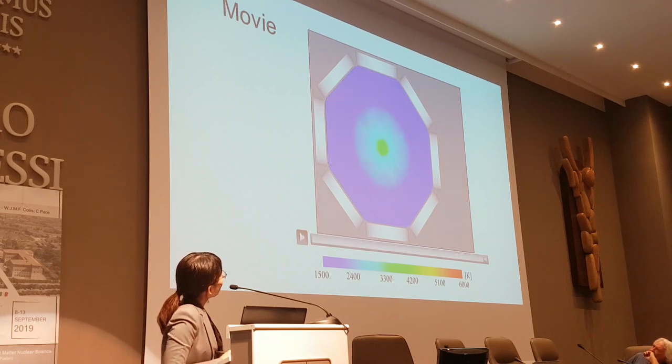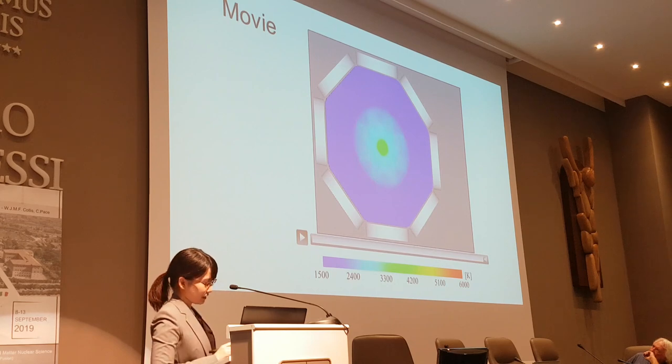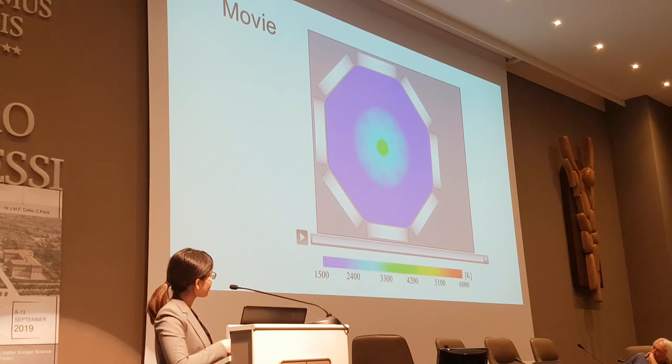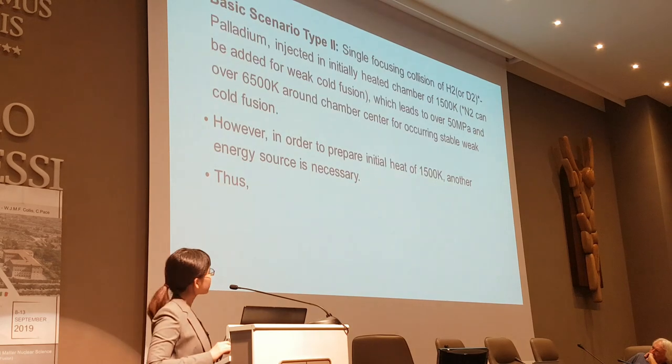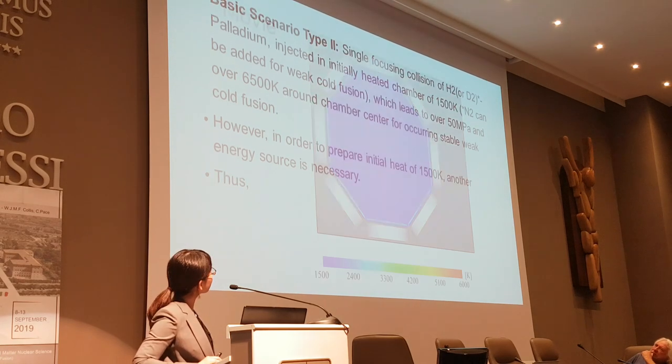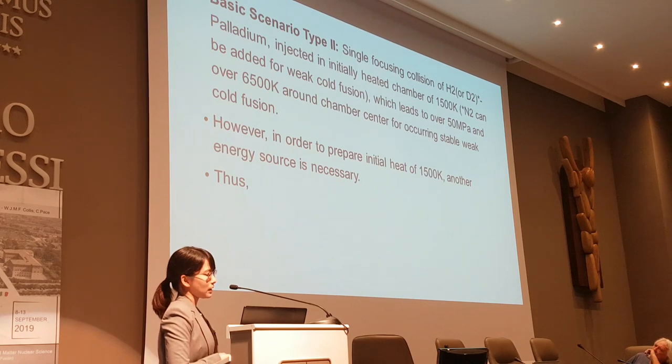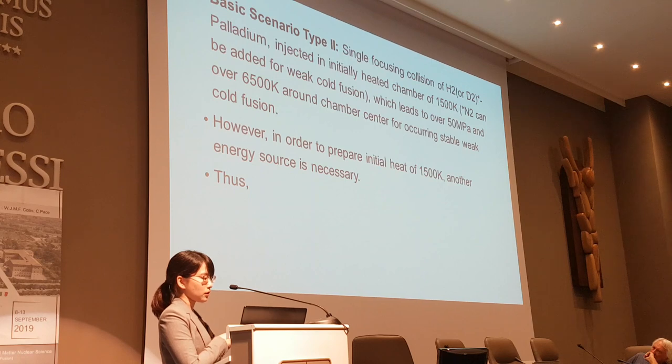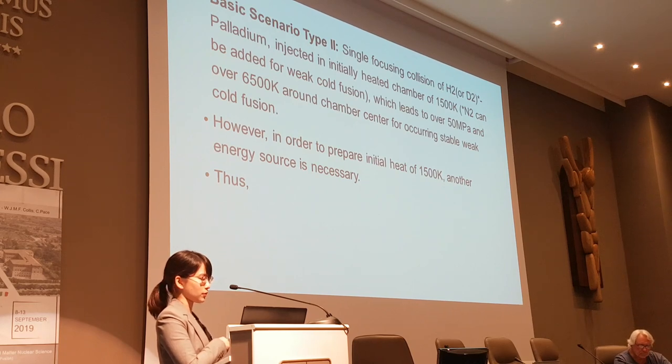So this shows a movie and the jets collide at the center. You can see a red spot in the center, which shows temperatures over 6,000 Kelvin. Okay, so to summarize, basic scenario type 2, which is the single focusing collision of H2 or D2 and palladium injected into an initially heated chamber of 1,500 K, leads to pressures of over 15 megapascal and over 6,500 Kelvin around the chamber center for occurring stable weak cold fusion.